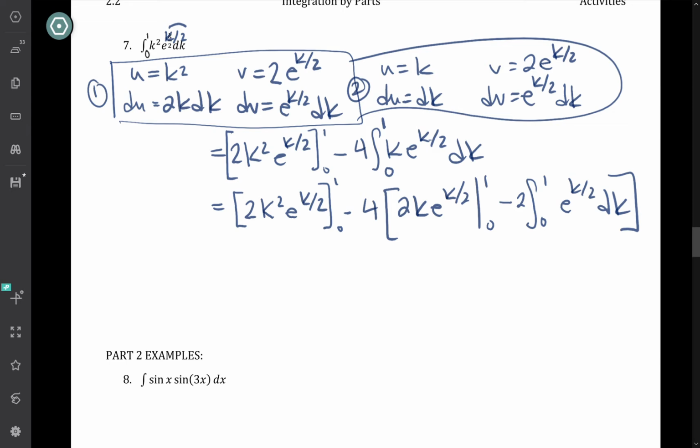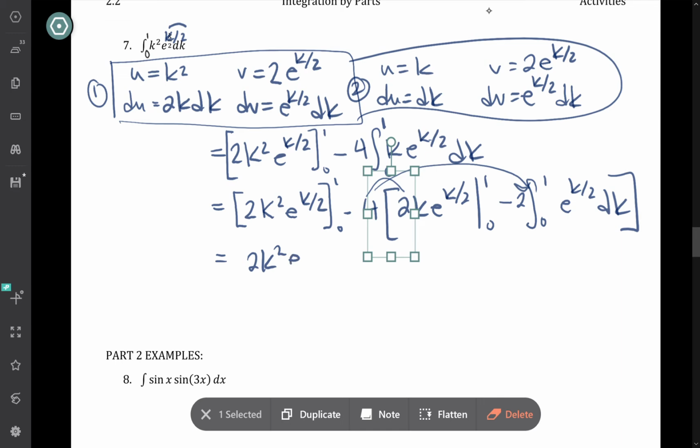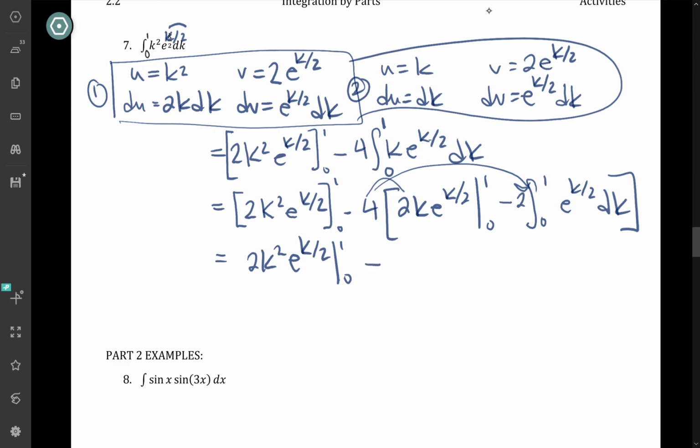So I've made a pretty big mess, but it's all doable. I'm going to go ahead and do some distributing, so this minus 4 has to multiply in. And 2k squared. I guess we don't really need the bracket. We can just use the vertical bar like I did on the second one. From 0 to 1. And then we're going to get a minus 8k e to the k over 2 from 0 to 1. And then it's going to be a plus 8 times the integral of e to the k over 2 dk. And we're close.